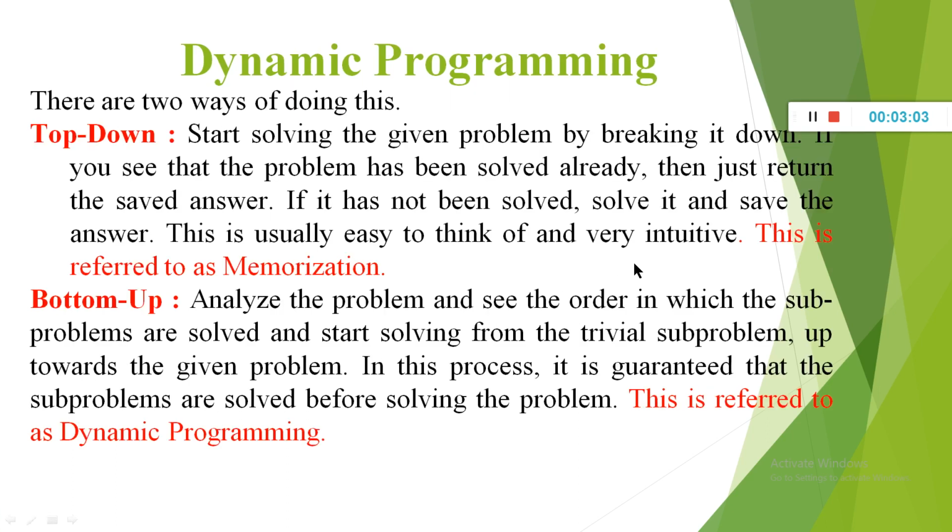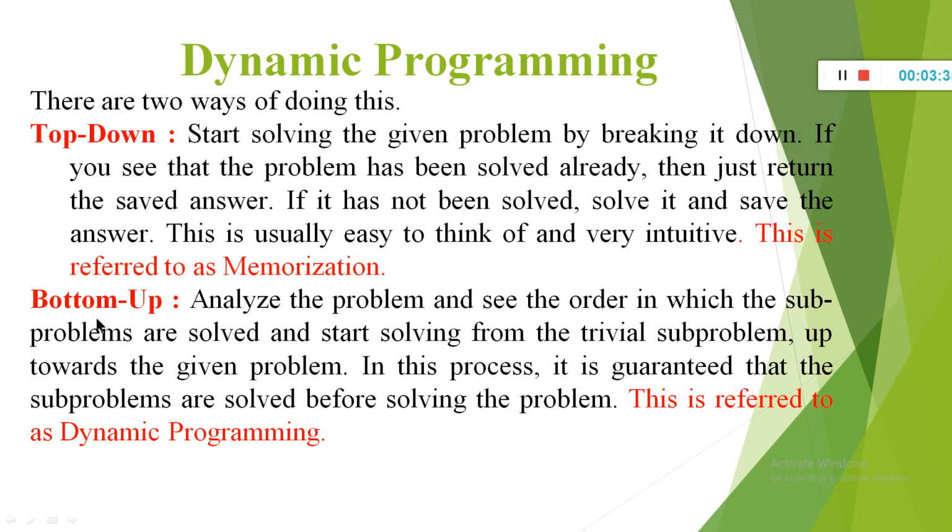There are two ways of doing this. One is top down, another one is bottom up approach. In top down, start solving the given problem by breaking it down. If you see that the problem has been solved already, then just return the saved answer. If it has not been solved, solve it and save the answer. This is usually easy to think of and very intuitive. This is referred to as memoization. We call it top down.